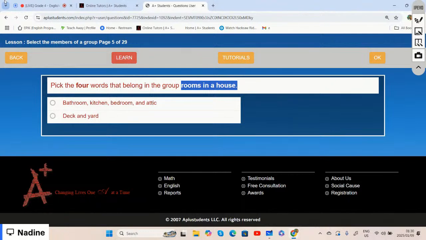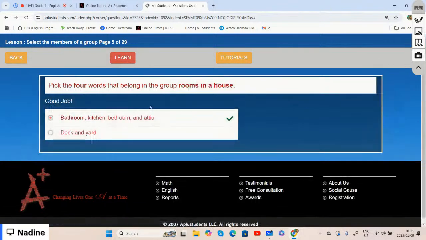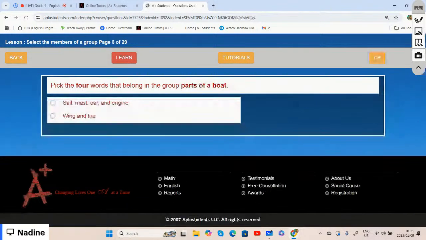And if we were to choose the words like that is rooms in a house, then yes, we will choose option one, which is bathroom, kitchen, a bedroom, attic, your lounge, your dining area. These are all rooms in the house. Well done.